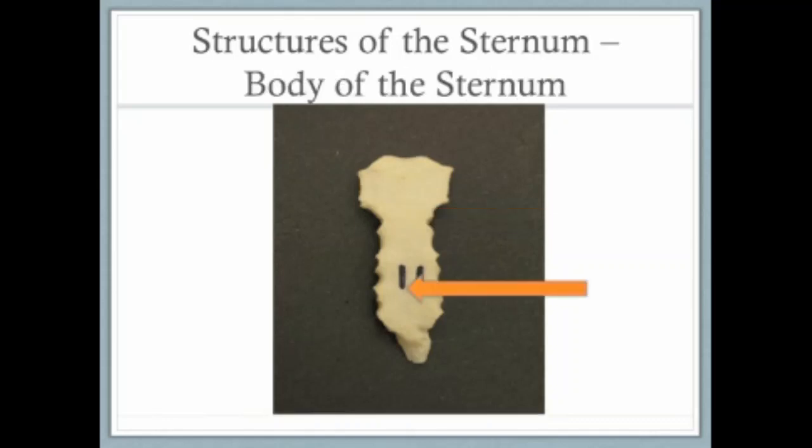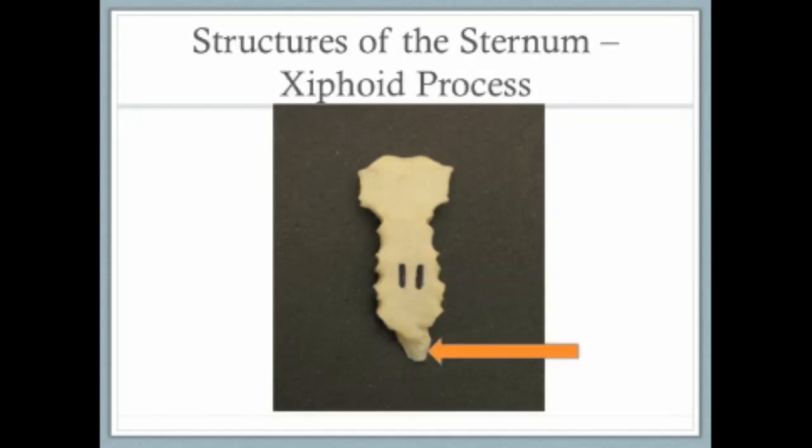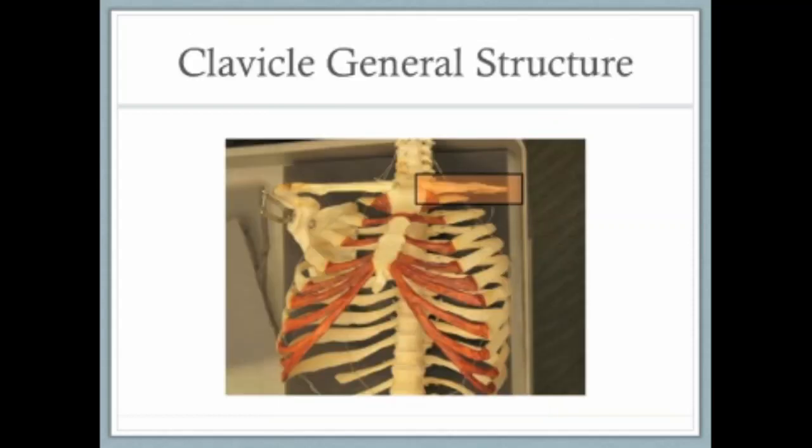The body of the sternum is shown here with the orange arrow. At the base of the body of the sternum, we find the xiphoid process. The xiphoid process serves as a muscle attachment for the diaphragm. Shown here in orange is the clavicle, or your collarbone. It is the most commonly broken bone in the body.